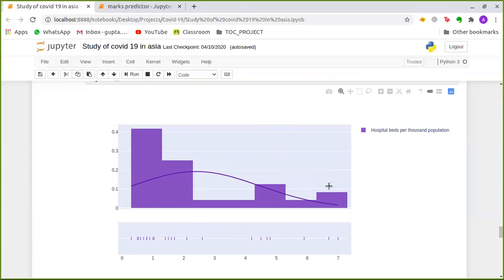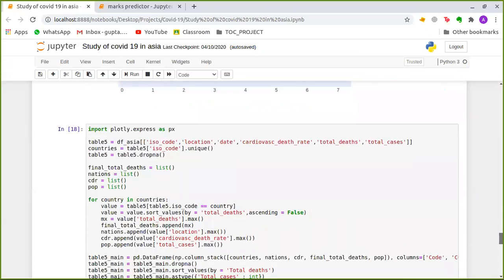Next up is a disk plot, which tells us the variation in the number of hospital beds in a country. This again shows a large disparity, with countries having 3 to 4 beds per thousand people, to countries having very low, 0.01 beds per thousand people, which is a very low number.